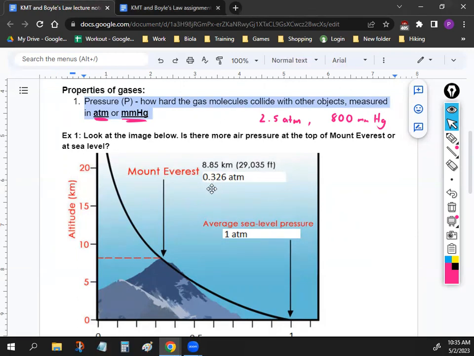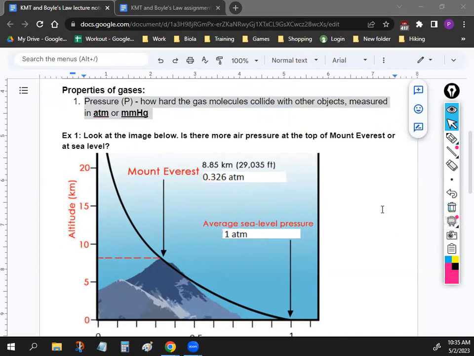So at the top of Mount Everest, the air pressure is about 0.326 ATM. Okay, but in Long Beach, which is basically at sea level, the air pressure is about 1 ATM. So if you just take a look at the numbers, which pressure number is bigger, the top of Everest or in Long Beach? Long Beach, the number is bigger, right? So there's more air pressure, which is why it's easier to breathe down here. It's because the air molecules, there's more of them, and there's more pressure, so they can go into your lungs a lot easier. Okay, so that's going to be pressure.